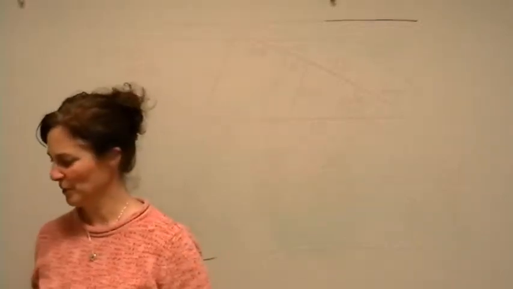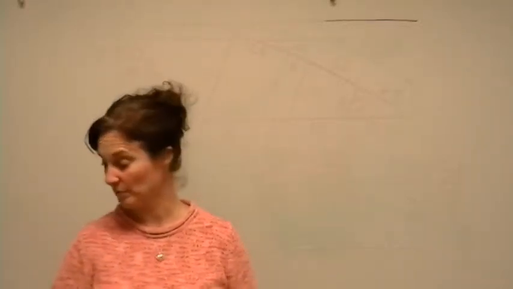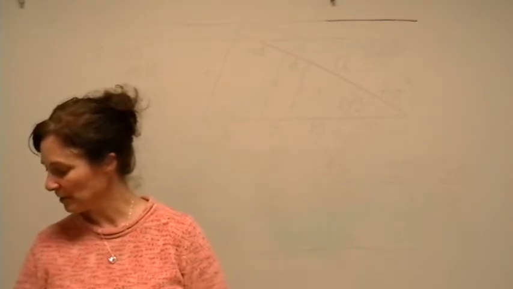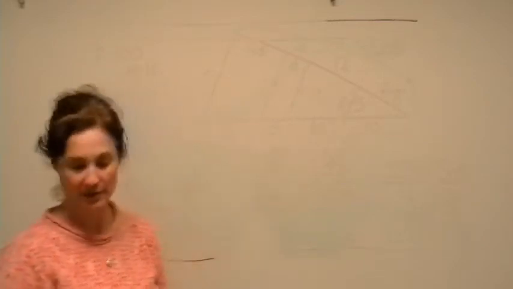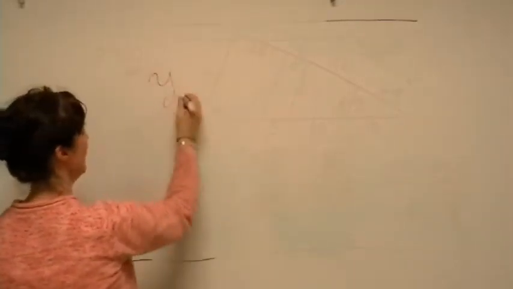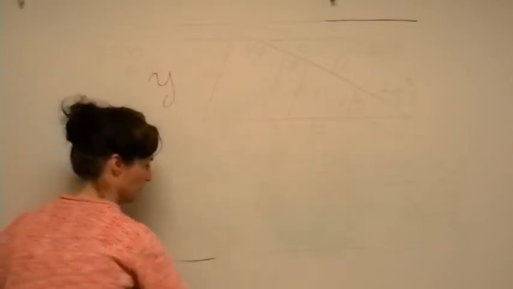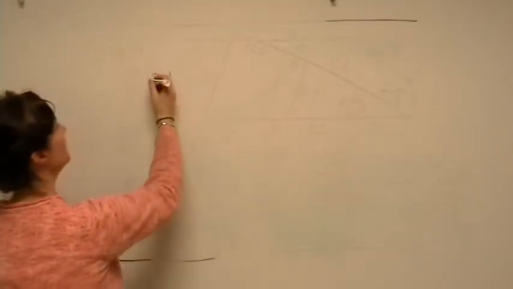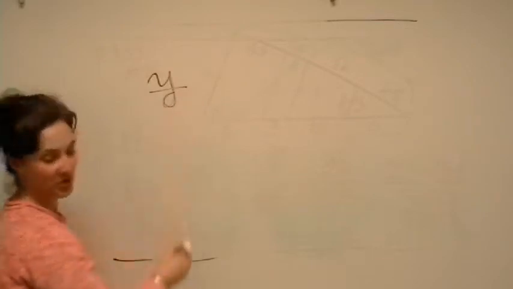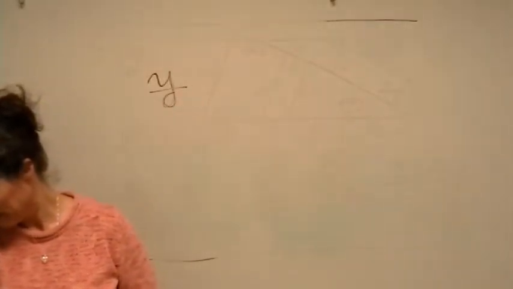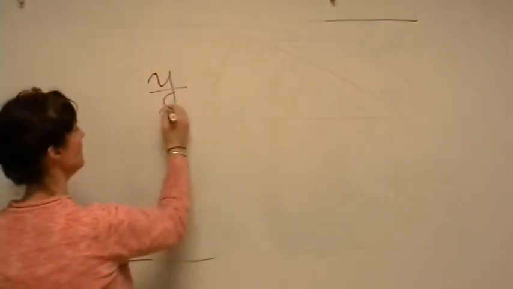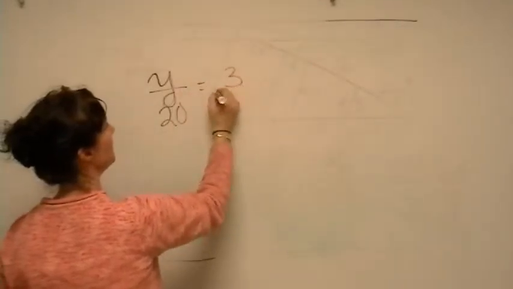6.1. Now I think you've pretty much gotten a handle on how to work proportions. We'll do a couple of these. Let's take number 24. It says y over 20 equals 3 over 10.